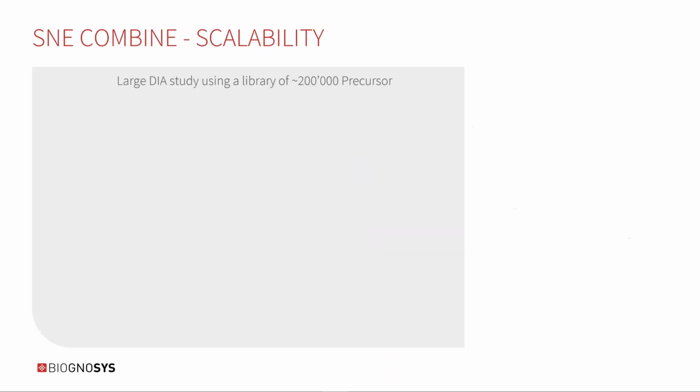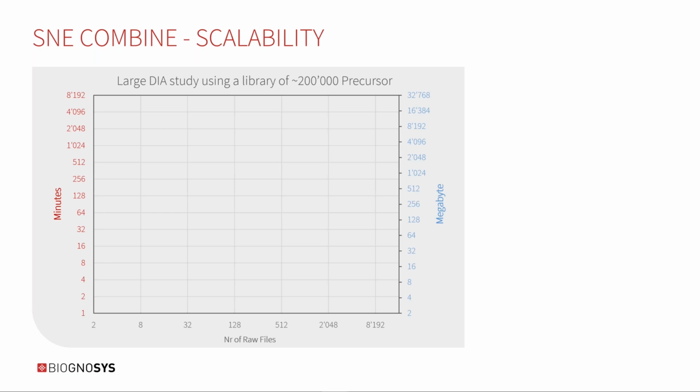I've talked about the focus on scalability, so I also want to show a benchmark for this. For this benchmark, I took one of our larger internal studies that we had available, and we used a library of roughly 200,000 precursors. What I did here was incrementally double the number of runs used for this experiment with each step, and monitor the runtime and the memory consumption.